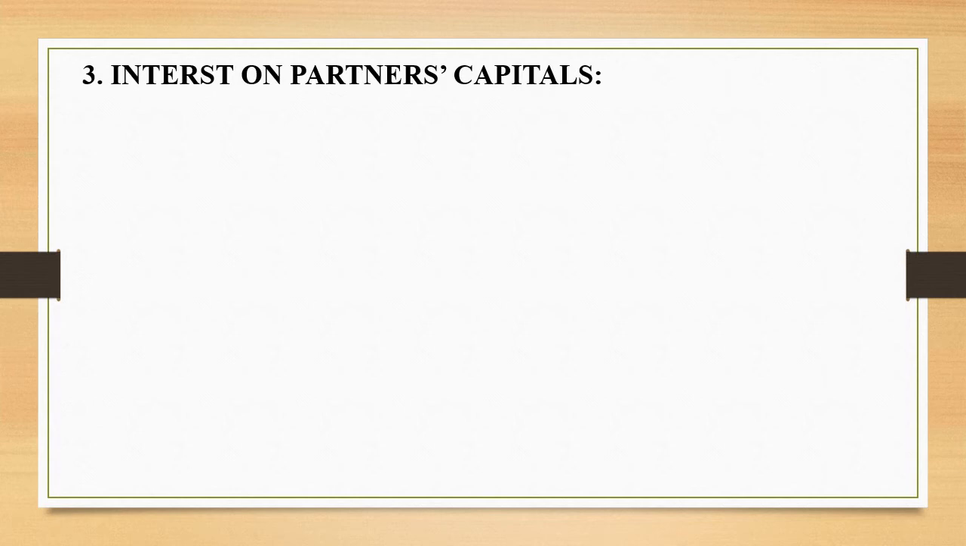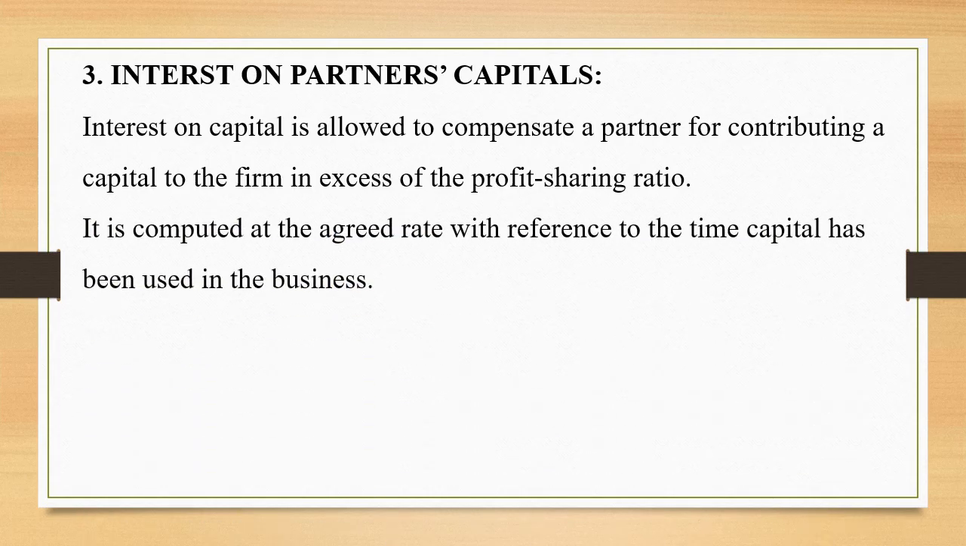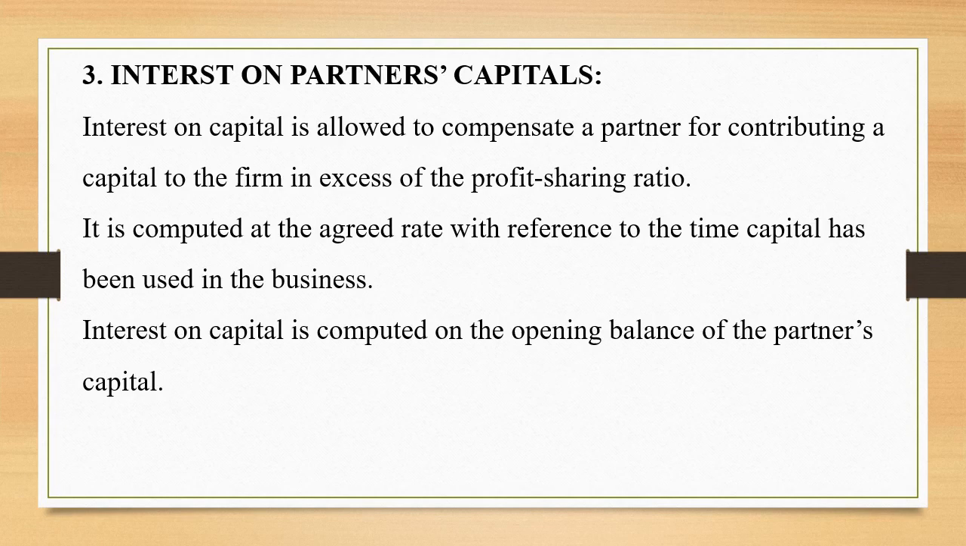Interest on partner's capital, a very important point of the chapter. Interest on capital is allowed to compensate a partner for contributing a capital to the firm in excess of the profit sharing ratio. It is computed at the agreed rate with reference to the time capital has been used in the business. Interest on capital is computed on the opening balance of the partner's capital.